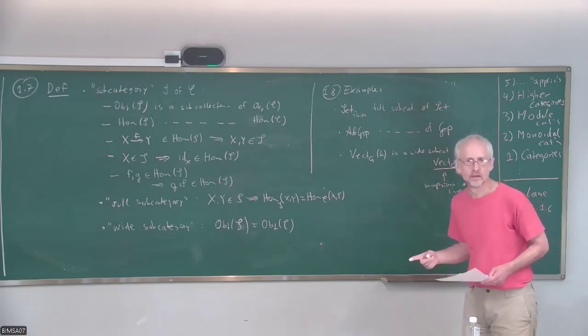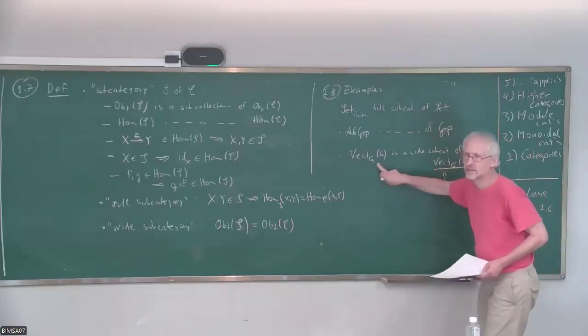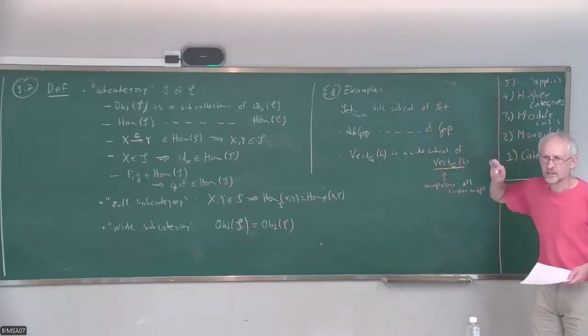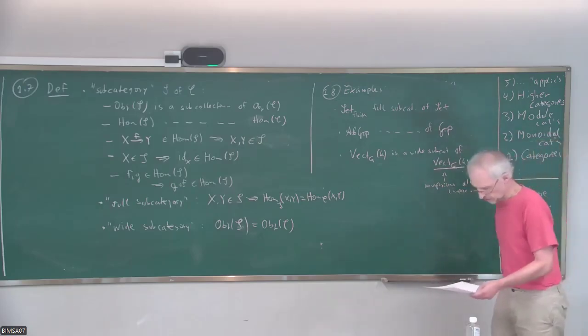Was there a question? So remember, here the morphisms are the grade preserving linear maps. And then you just allow all maps.